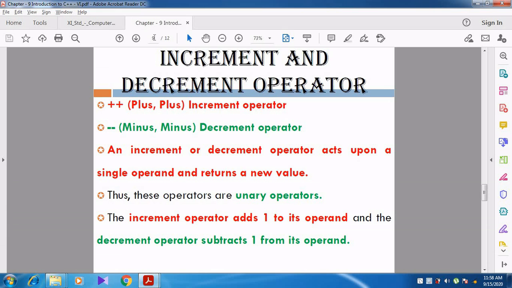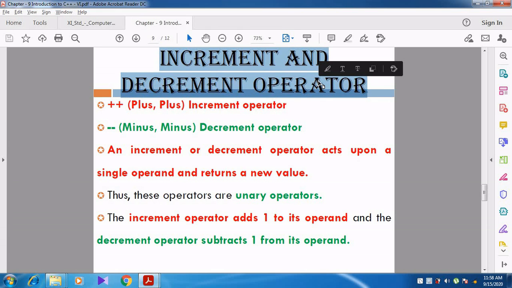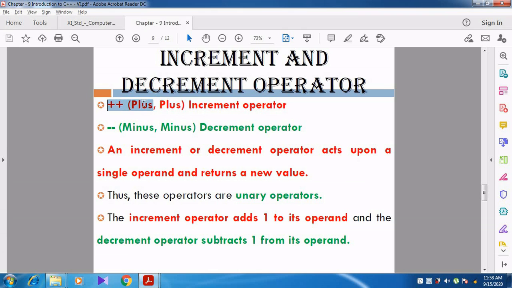Right. Now we are going to see the next operator, that is the last operator, the increment and decrement operator. What is meant by increment and decrement operator? Increment operator is plus plus. Plus plus is called the increment operator.